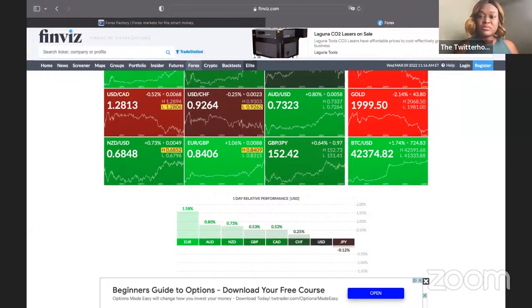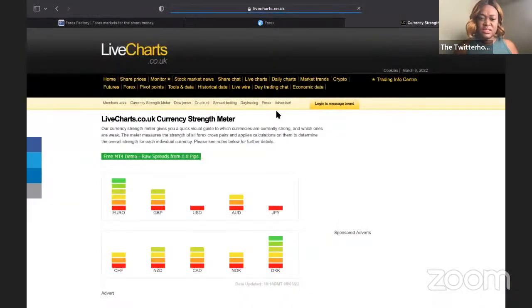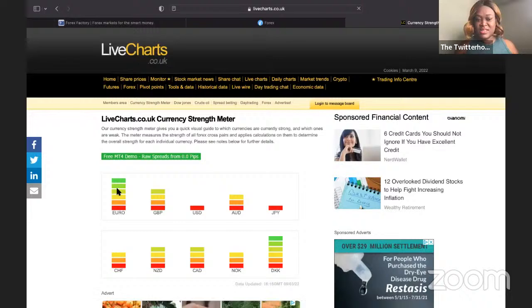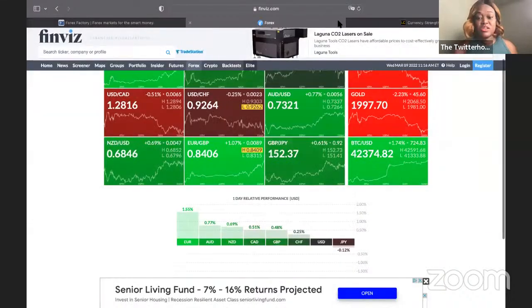So I also look at livecharts.co.uk, right? And we're seeing the same thing. And we see it represented in bars here. Euro has all the bars, 6 bars, meaning it's really strong. And JPY has 1 bar, really weak, right? That's the same thing we saw over here. So we have confirmation, double confirmation that, yeah, the euro is the strongest today.